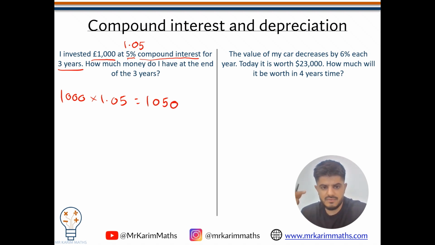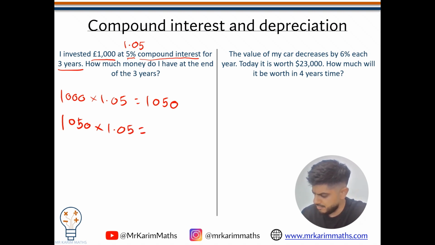Now, we want to work out 5% for 3 years. What happens now is I no longer am interested in this £1,000 because I don't have £1,000 anymore. I've earned 5% interest on that. So I now have 1,050. So my new calculation is 1,050 multiplied by, again, 1.05. The percentage hasn't changed. So again, multiply your answer by 1.05 and we get £1,102.50.